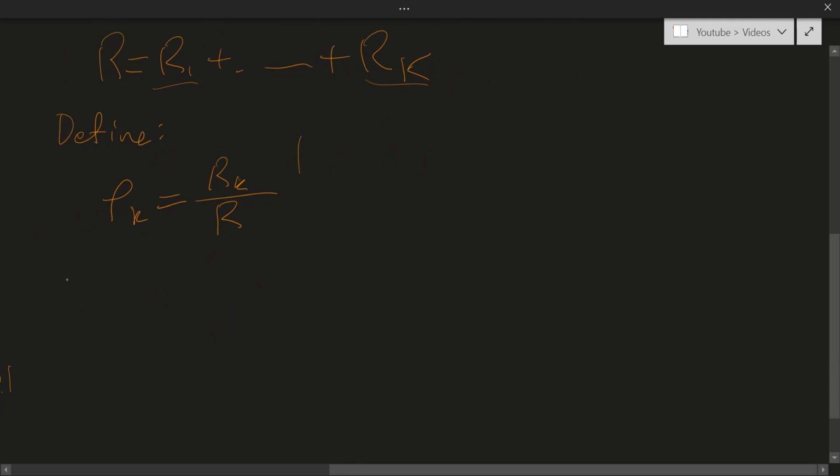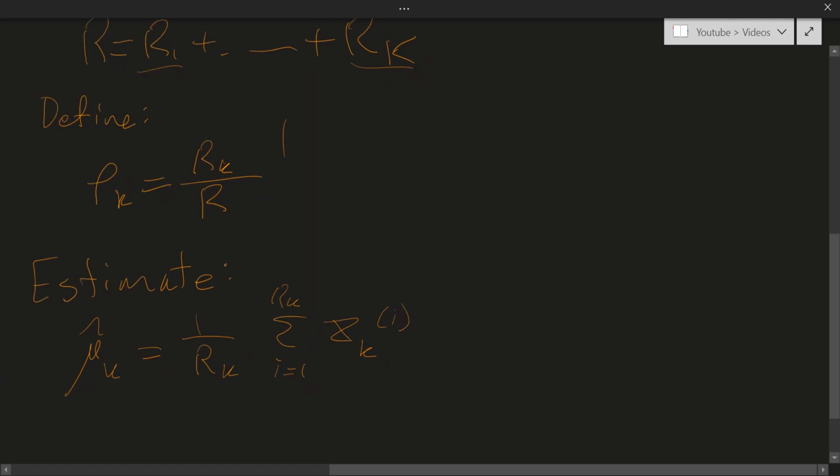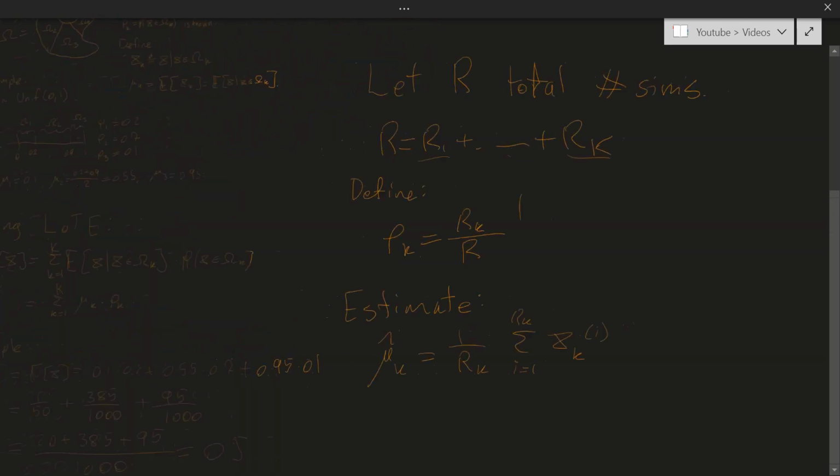Now we estimate the unknown mu k using crude Monte Carlo: 1 over rk, the sum from i equals 1 up to rk of our realizations of these xk's, and I'll just denote it by an i. So this is the ith realization of this.